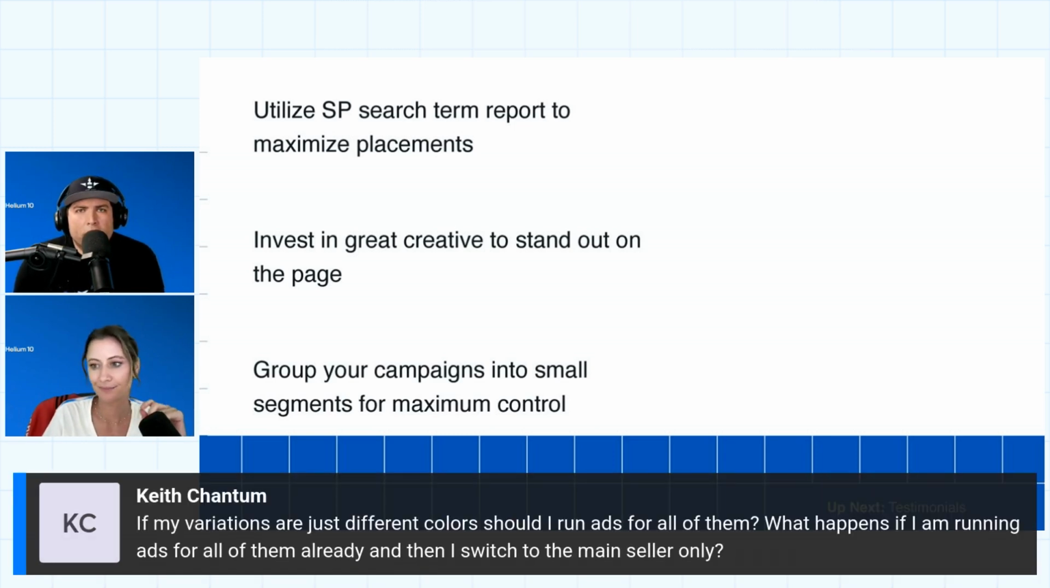Here's from Keith. If my variations are different color, same, great minds think alike. Very similar question. Nice. What happens if I'm running ads for them already and I switch to the main seller only, he says? I would go ahead and make the switch slowly, honestly, because when you run them all in one campaign, you can't control your budget distribution. Amazon just runs your budget to whatever they think it should. So when you break them out, that can be a little bit of a barrier to overcome.